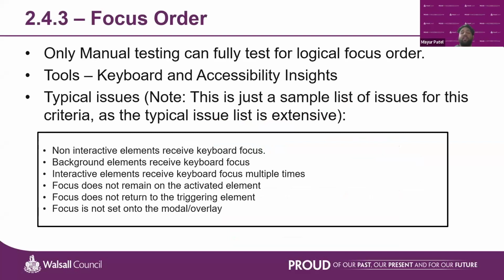Another issue, which I think is only testable using the keyboard alone and where manual testing is very heavily required, is the 2.4.3 focus order issue. It requires a good amount of manual testing, going through the keyboard backwards and forwards, to get the same sort of experience a screen reader user will get. The tools I typically recommend are the keyboard and the Accessibility Insights extension.